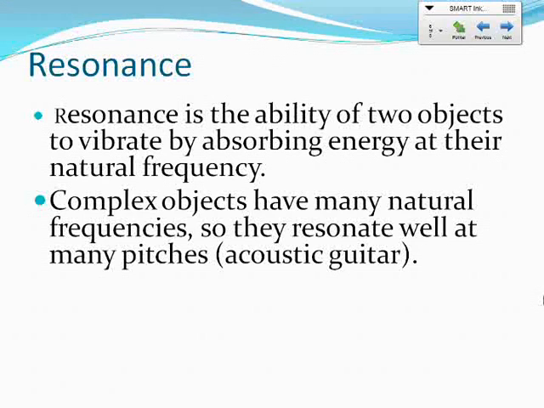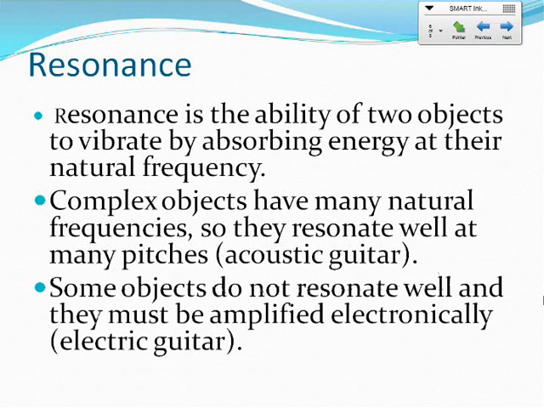Complex objects have many natural frequencies, so they resonate very well, and they can have all different types of pitches. An example of that would be an acoustic guitar. Now, some objects do not resonate well, and they actually have to be amplified electronically because they do not have all of those natural frequencies. An example of that would be an electric guitar.